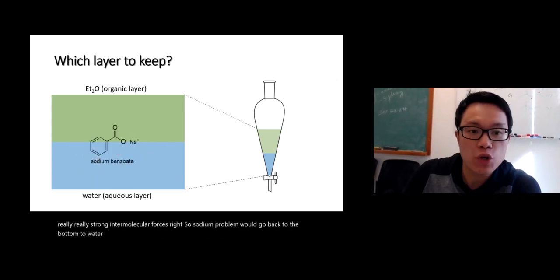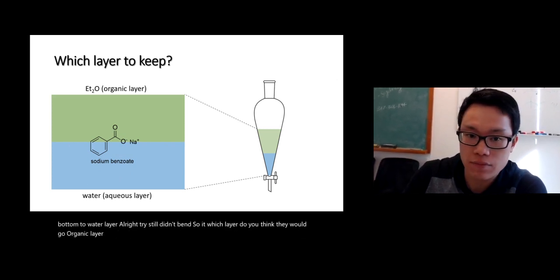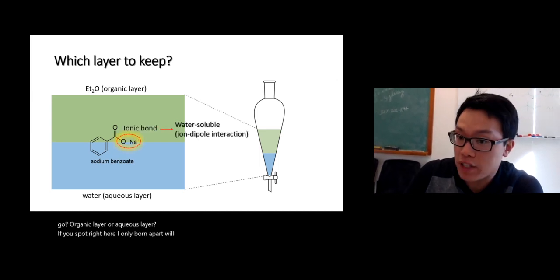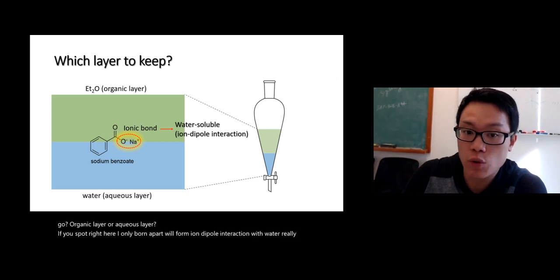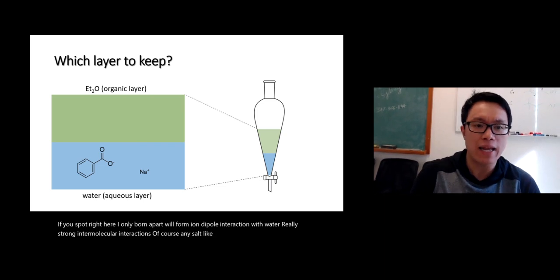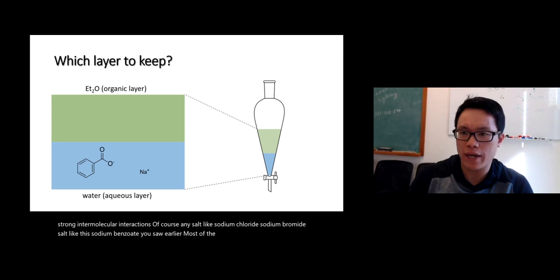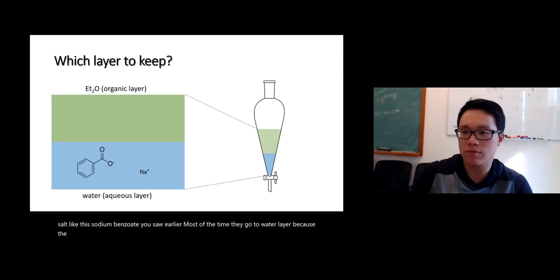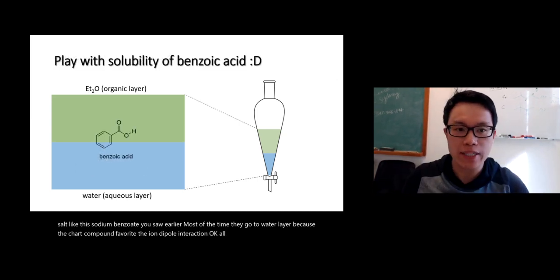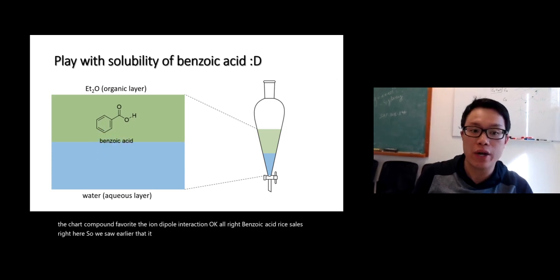All right, try sodium benzoate. Which layer do you think it will go to? Organic layer or aqueous layer? If you spot right here, ionic bond, of course, will form ion-dipole interactions with water, really strong intermolecular interactions. Of course, any salt like sodium chloride, sodium bromide, or sodium benzoate you saw earlier, most of the time they go to the water layer because the charged compound favors the ion-dipole interaction. Okay, all right, benzoic acid right here. We saw earlier that it favors diethyl ether rather than water.